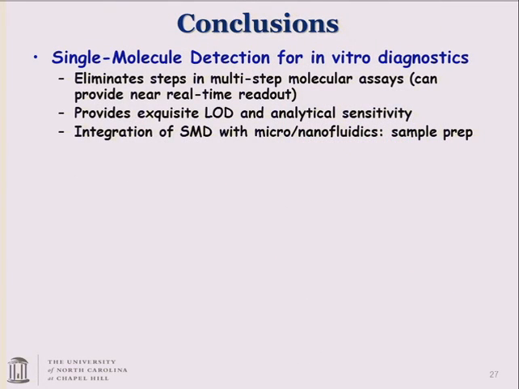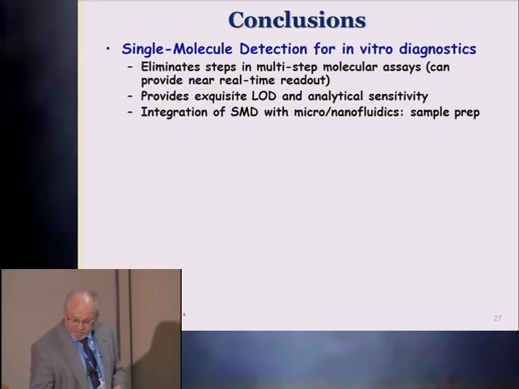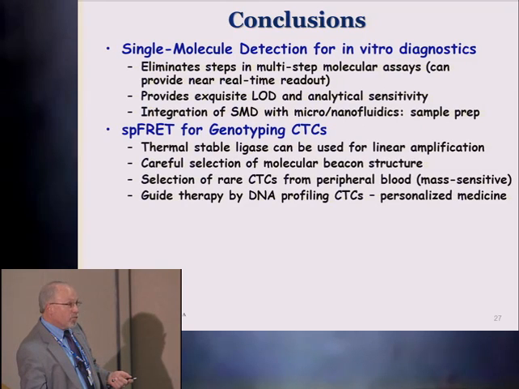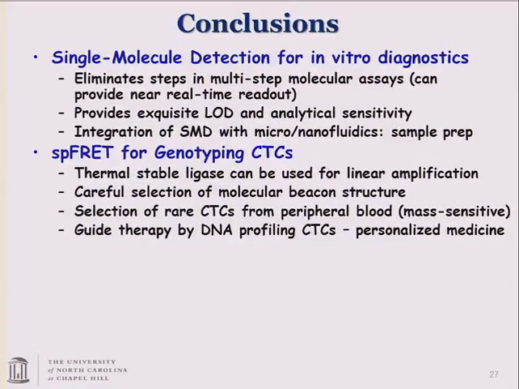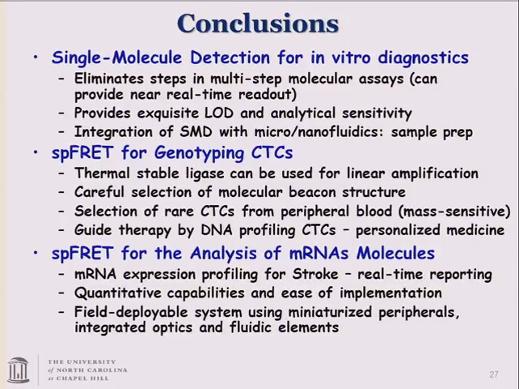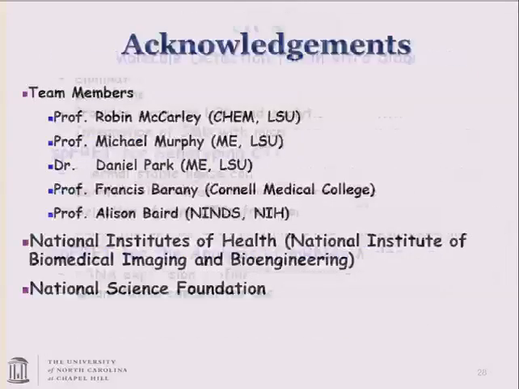So what I basically showed you today is that microfluidics coupled to single molecule detection is very elegant. It can provide you a number of things: automation, reduced processing time, and high sensitivity, and very good levels of quantification. Single pair FRET for doing genotyping, or actually you can do genotyping of circulating tumor cells or any low copy number material that you so envision. And you can do this for messenger RNAs, as I pointed out today, stroke for real-time reporting.